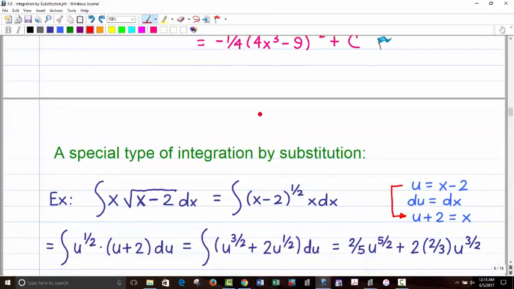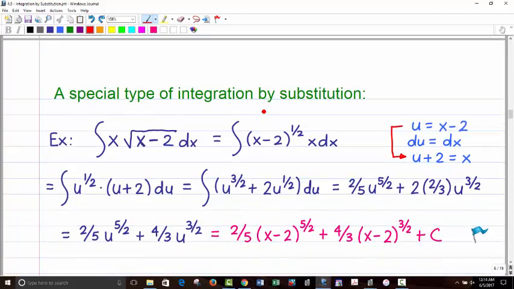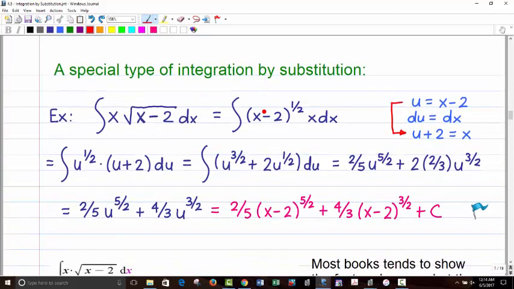All right, this is not an official mathematics term, a special type of integration by substitution. That's not an official mathematical name. But I had no other way to indicate this process because it's a little bit different. Okay, now let's look at this problem. It's x times the square root of x minus 2.